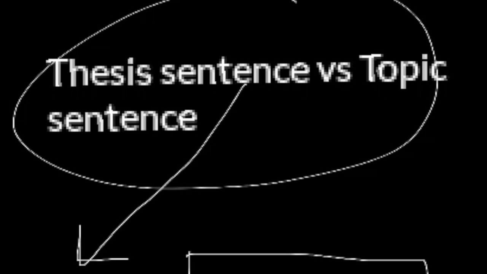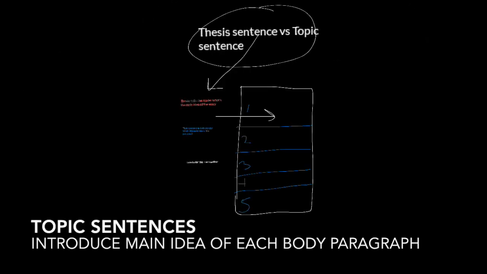So that's where the topic sentences come in. The topic sentences now are going to tell the reader what is the main idea of each paragraph. So that's really the main difference, is that the thesis sentence tells us the main idea of the whole essay. The topic sentence tells us the main idea of each paragraph.